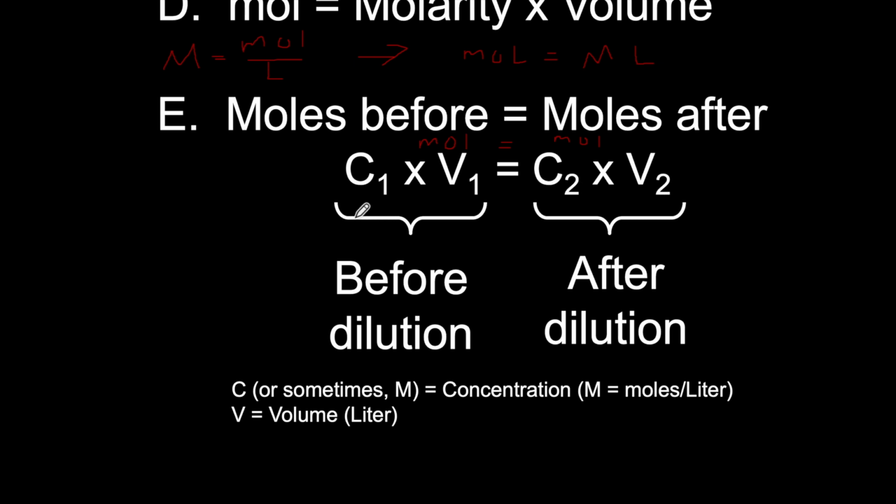Now, in some textbooks, you might see this as M1V1 is equal to M2V2. It's the same thing. Some textbooks will say C1V1 is equal to C2V2, other textbooks will say M1V1 is equal to M2V2. The concentration is measured in molarity, and volume is measured in units of liters. So basically the moles before the dilution will equal the moles after the dilution.